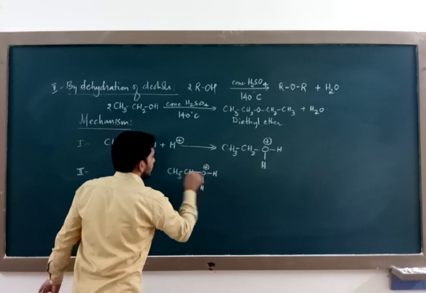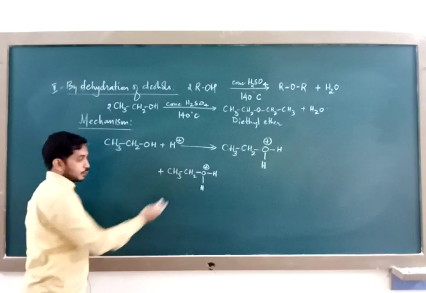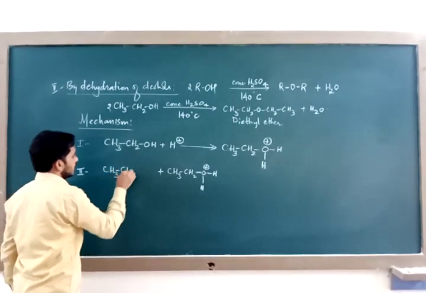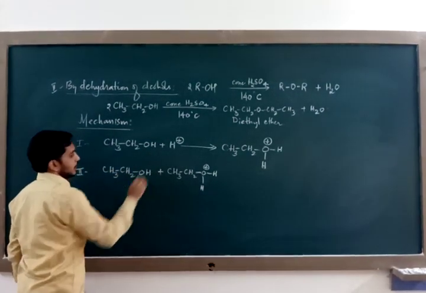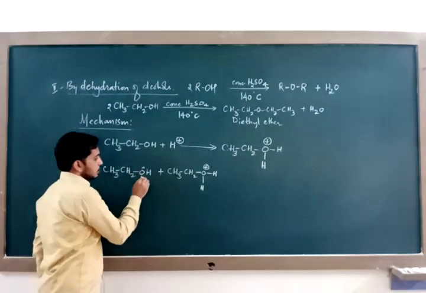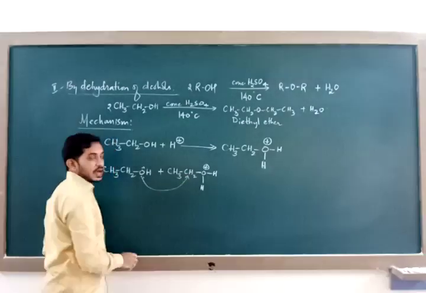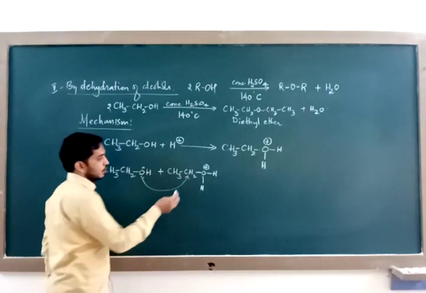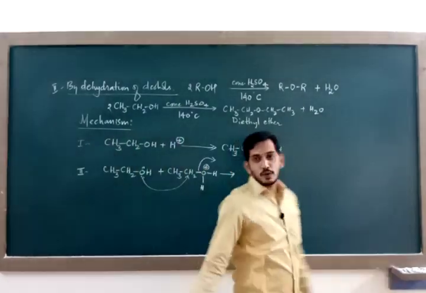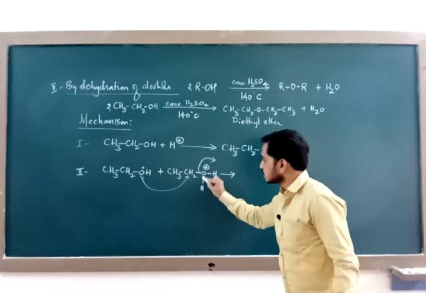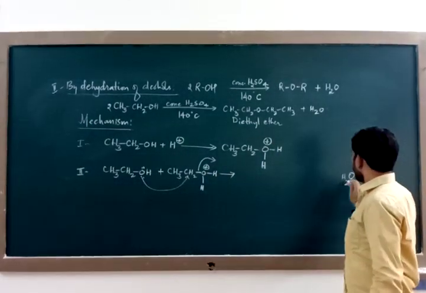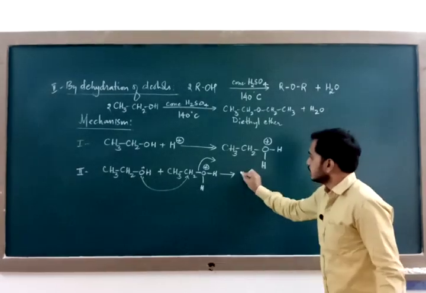Now this protonated ethanol is attacked by a nucleophile, that is normal alcohol. When this ethanol attacks the carbon of protonated alcohol, this part goes away. It goes away in the form of what? H2O, as water. So water is removed, and what is left behind?